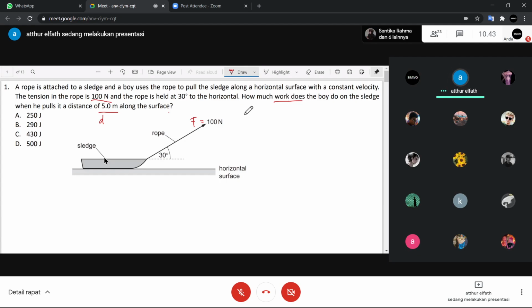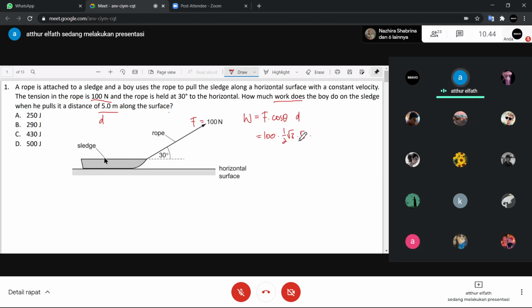We know the work formula equals force times cos theta if there is an angle between the tension and the horizontal component. Don't forget to multiply by the distance. Force equals 100, and cos theta is cos 30. Cos 30 is root 3 over 2, so 100 times root 3 over 2, and the distance is 5.